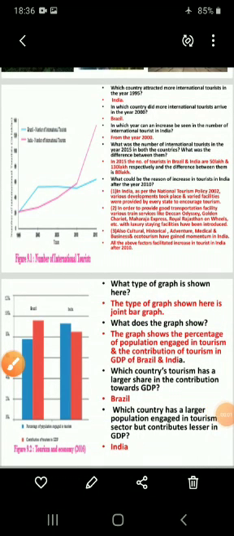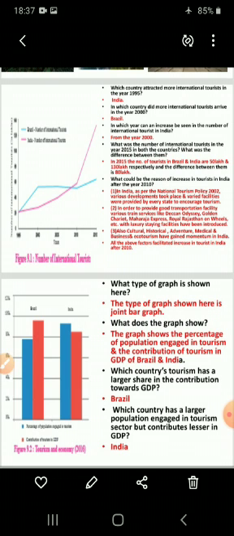Now, children, we will see the next figure 9.2. So here a type of graph is given. So we can say this is a compound graph or joint bar graph. Already you must be knowing in your mathematics. You have practiced it. So we will answer these questions based on figure 9.2, that is tourism and economy in the year 2016. So the first question we'll see, what type of graph is shown here?